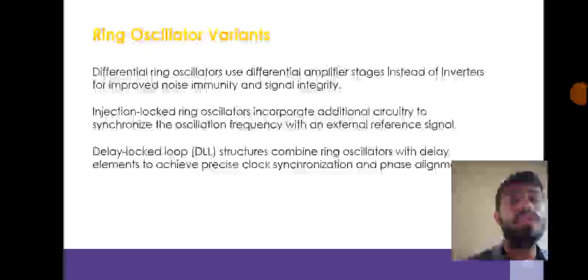Injection locked ring oscillators incorporate additional circuitry to synchronize the oscillation frequency with an external reference signal. Delay locked loop, or DLL, structures combine ring oscillators with delay elements to achieve precise clock synchronization and phase alignment.